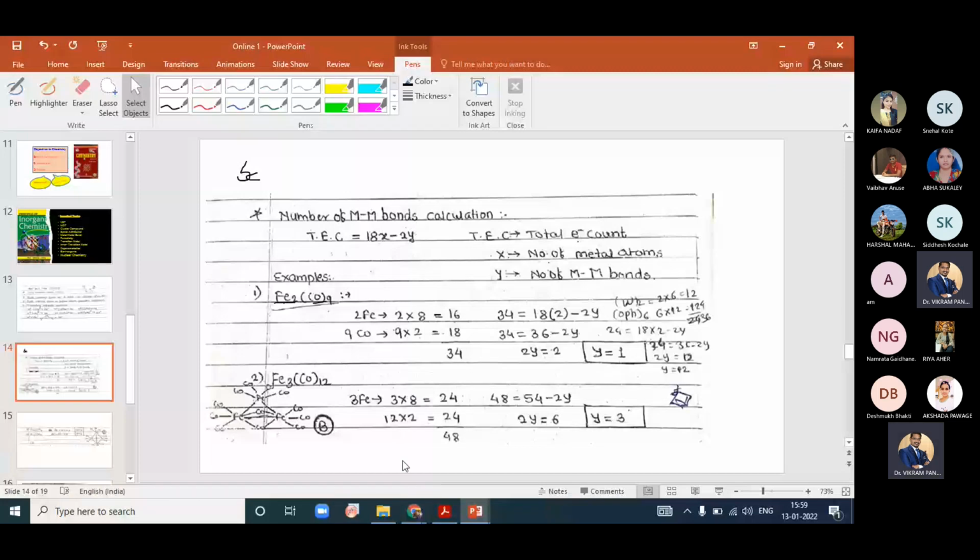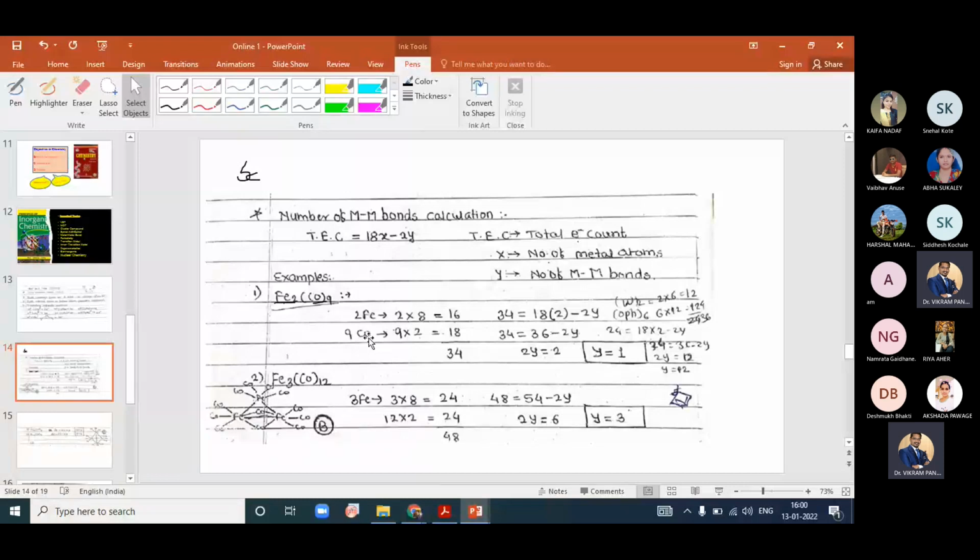Now, the next example, Fe3(CO)12. Here, if you remember the structure, then you can find how many times they are joined: 1, 2, 3. It is okay. But if you don't know the structure, what to do? You have to use this formula: total electron count is equal to 18x minus 2y. So see how to calculate the total electron count.